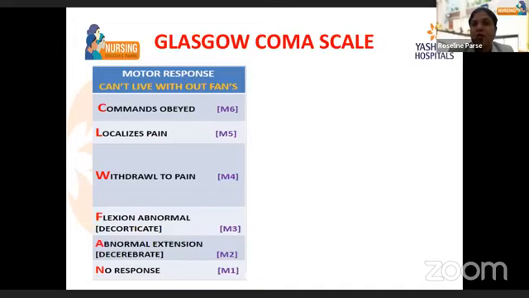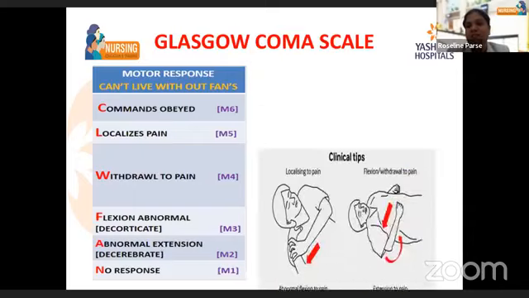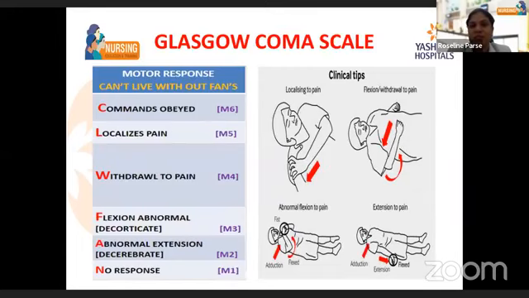If the patient is able to localize pain, you give him a painful stimulus and he's able to bring his arm to the site of the painful stimulus, then it is M5. Withdrawal to pain is a normal flexion attitude that the patient can show by withdrawing the arm. Next is flexion abnormal, called decorticate posture. You will give M3. Then abnormal extension is M2. It is also known as decerebrate posture. No response, M1.